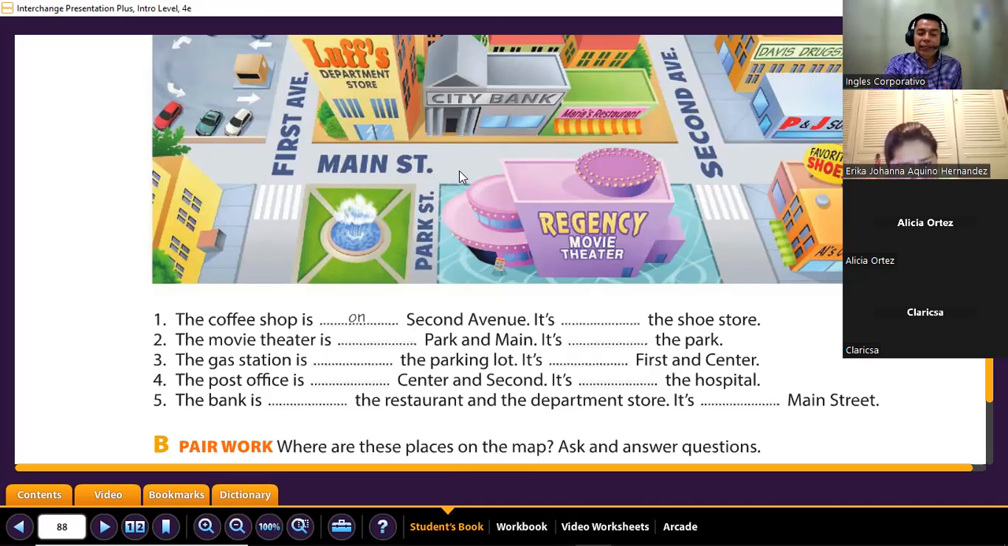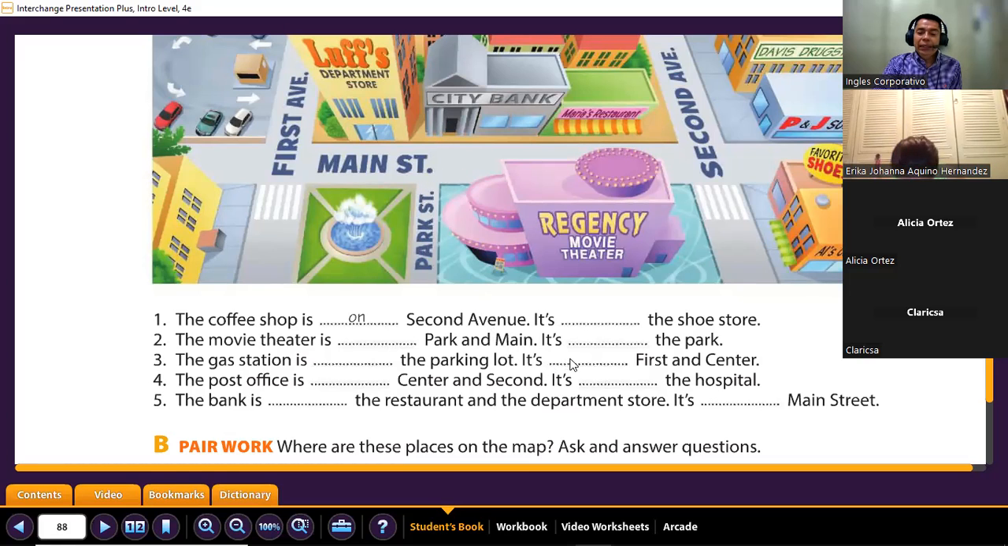Si no me van entendiendo, me detienen, por favor, porque esta parte es un poco complicada. ¿Alguien tiene encendido su micrófono, please? Okay, thank you very much. Good. Si no me van entendiendo, me dicen, porque aquí está, on the corner of Park Street and Main Street, right?